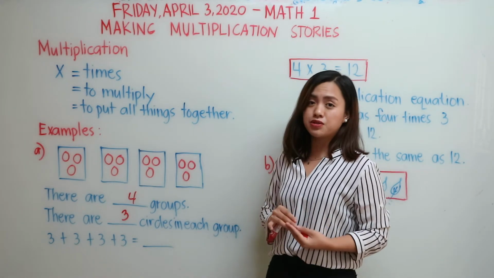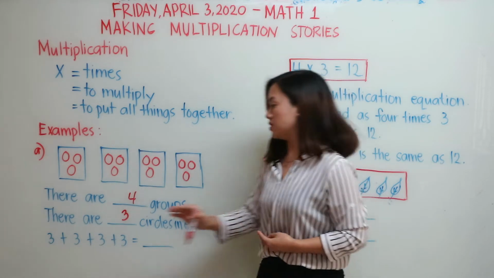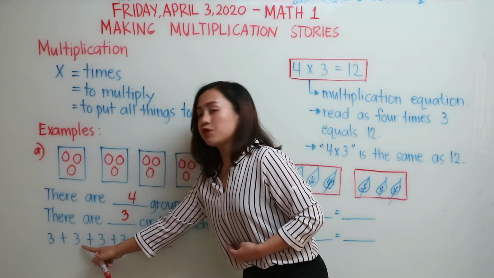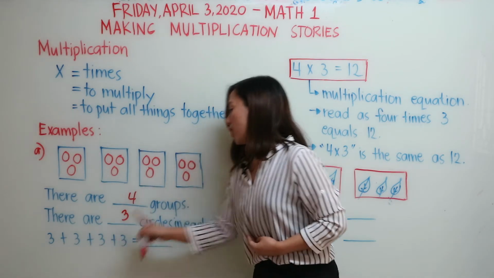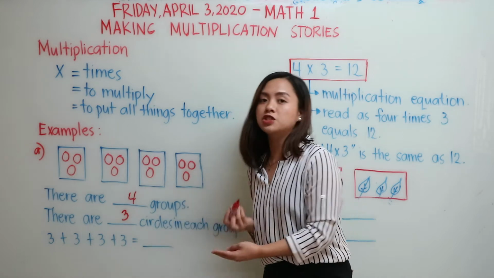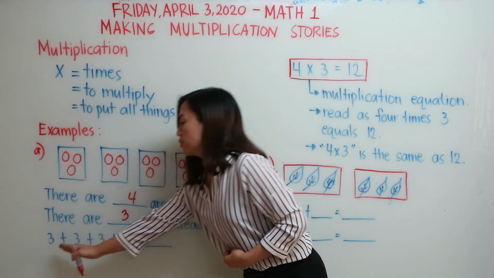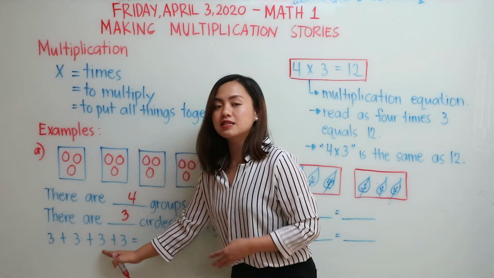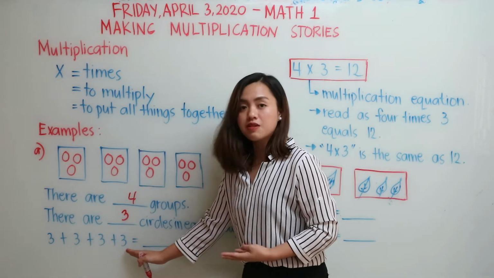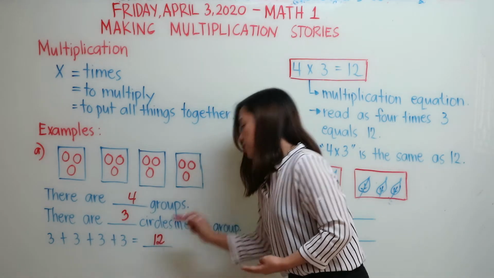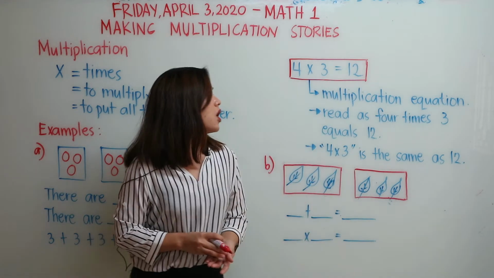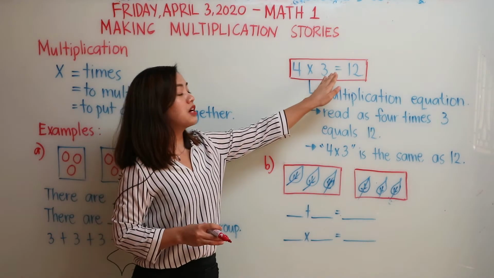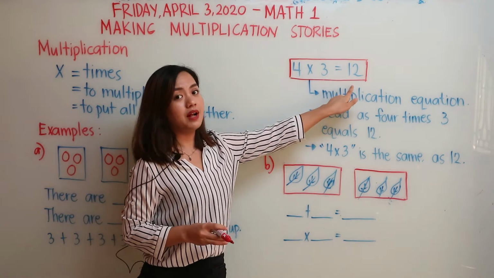And how are we going to add the same number together? All we need to do is to write 3 for group 1, another 3 for group 2, 3 for group 3, and then 3 for group 4. And we're just going to add them together. So 3 plus 3 is 6, plus 3 is 9, and then plus 3 is 12.